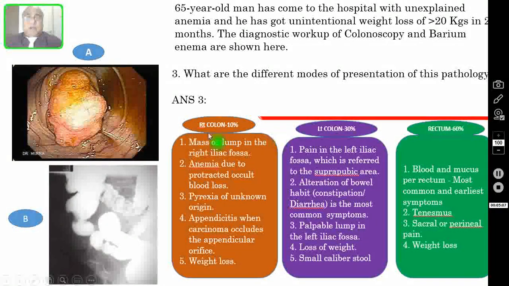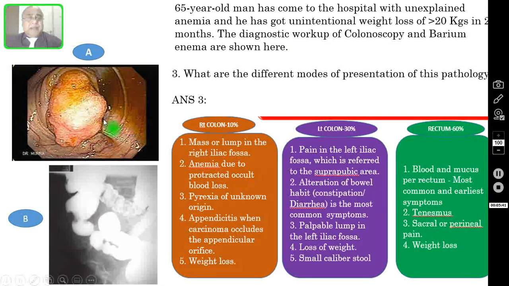The right-sided colonic tumor is only 10%, whereas this malignancy is affecting the left colon 30%. But the commonest area of affection is the rectosigmoid or the rectum, 60%. Suppose it affects the right colon, which is in our patient, most probably it is right colonic carcinoma or cecal carcinoma. What will the patient present with? I told you, unexplained anemia due to protracted occult blood loss.